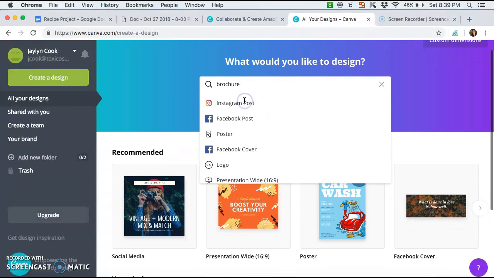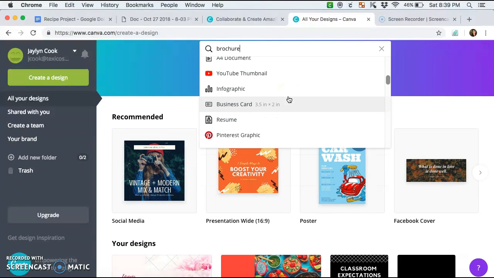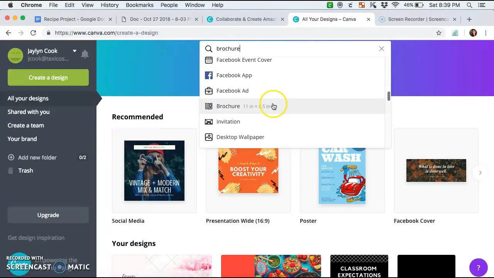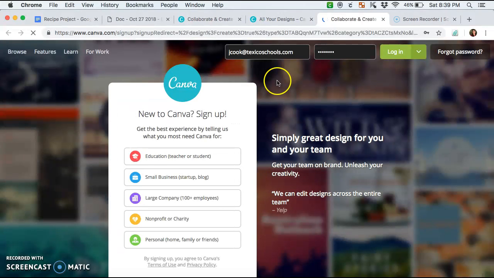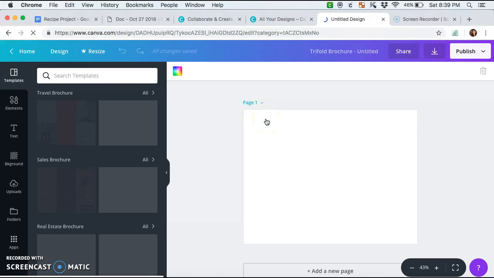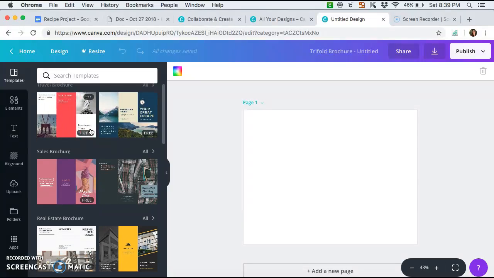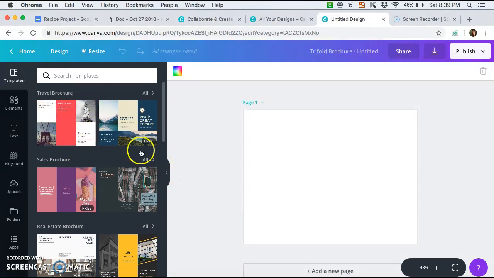Well, maybe. There we go. This worked earlier. Oh, maybe I had to log in. Okay, there we go. Maybe it's because I had been sitting on this screen for a really long time. Okay, so there are the brochure templates.